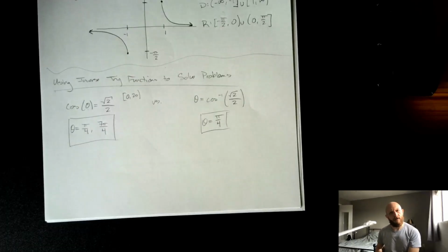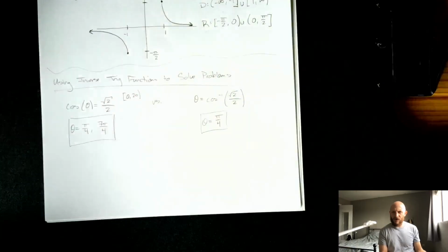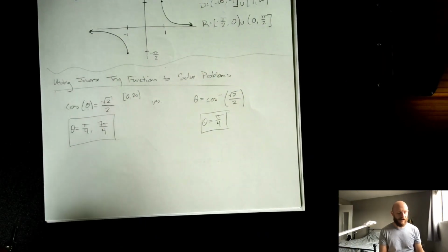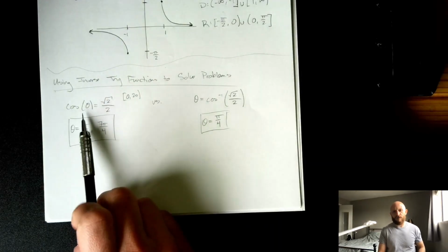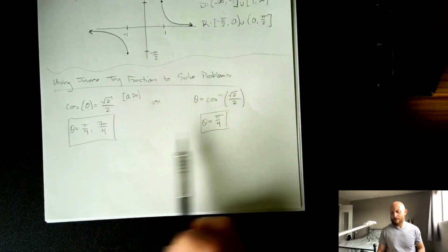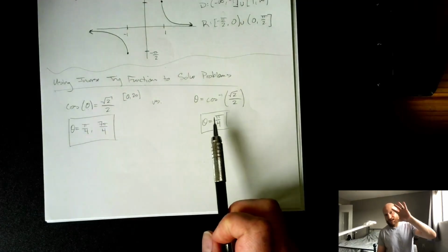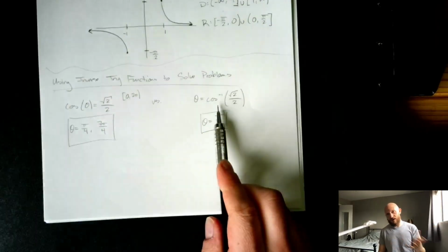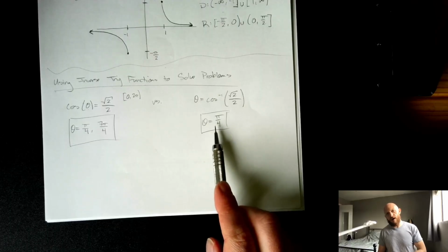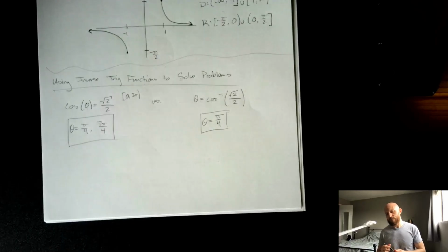Why not 7 pi over 4? Where did that piece go? These are related equations; they're asking a very similar thing. So why does the first one, cosine of theta equals root 2 over 2, have two solutions, whereas taking the inverse of this exact same thing and saying theta is cosine inverse of root 2 over 2 only gives one output, which is pi over 4?